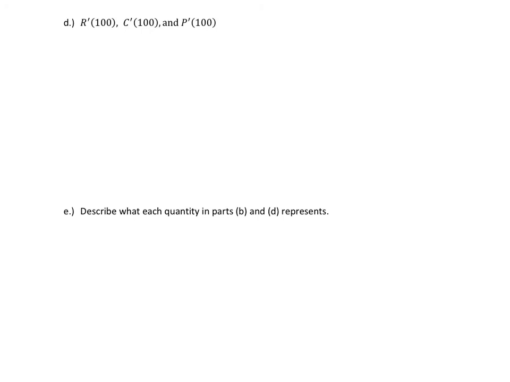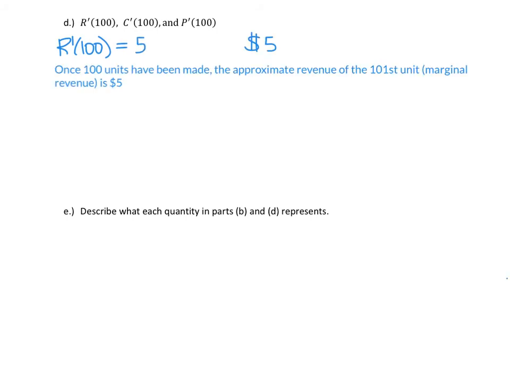Next, we're going to calculate the marginal cost, marginal revenue, and marginal profit for 100 items. So using our derivatives here, we begin by calculating R prime of 100. So plugging 100 into the derivative of the revenue, well, the derivative for revenue was 5. It was a constant. So what this tells us is that once 100 units have been produced, the approximate revenue of the 101st unit, which is the marginal revenue, is $5.